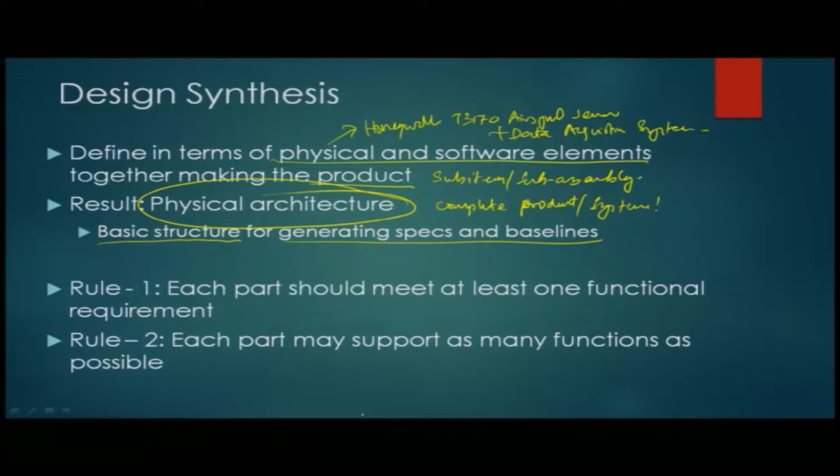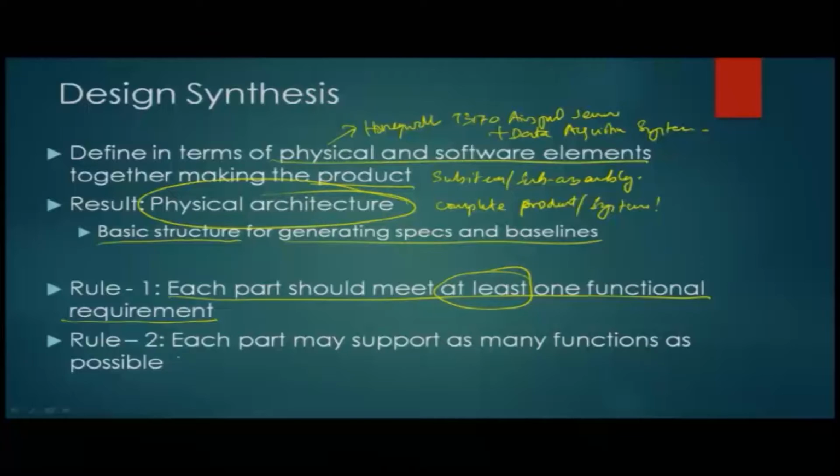During the design synthesis, we follow two rules which we try not to violate as much as possible. Rule number one: each part should meet at least one functional requirement. So every part that you decide on should meet at least one functional requirement. You should not add parts for the sake of adding parts. It should be there to ensure at least one functional requirement. This is the important word, at least. You can exceed more than one, but it should be there. It should not be there if it does not have any function.